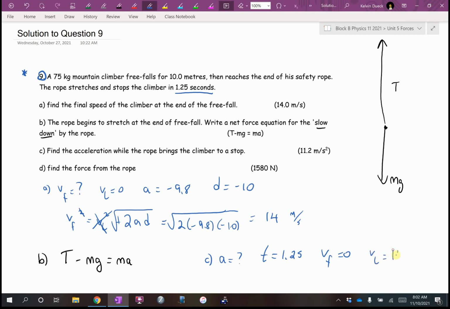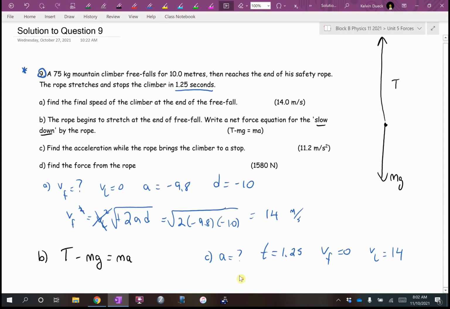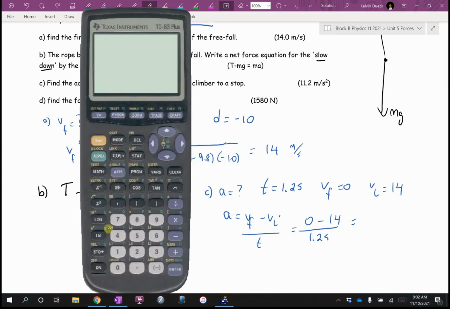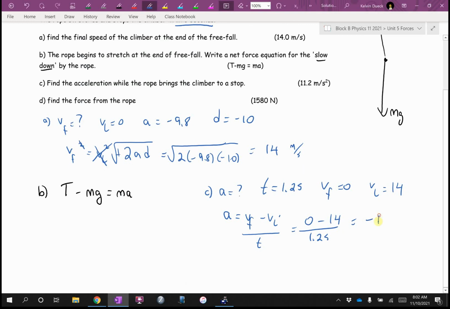VI must have been 14. So I can go A equals VF minus VI over T. I'll get 0 minus 14 all over 1.25. And if I crunch that, 0 minus 14 divided by 1.25, I get negative 11.2. Now the negative here is telling me that I'm slowing down.